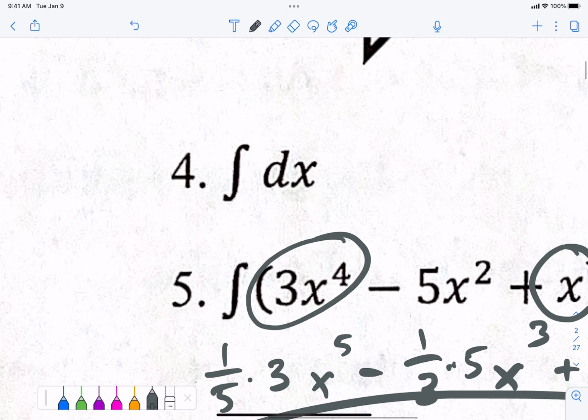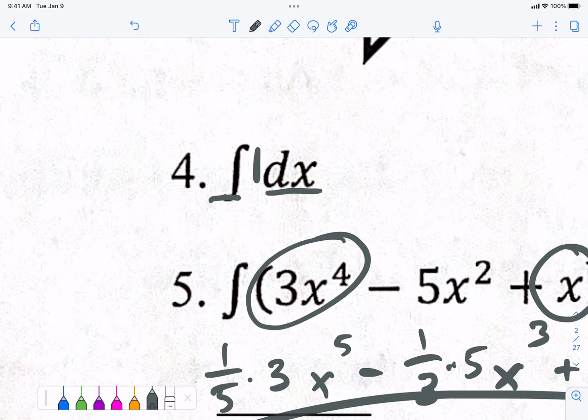Let's do number 4. We'll work backwards. Now, this is kind of tricky, kind of weird. It's supposed to be easy, but we have our integral and we have our dx. What lives here? 1, which is a constant technically, right? So what is the antiderivative of 1?